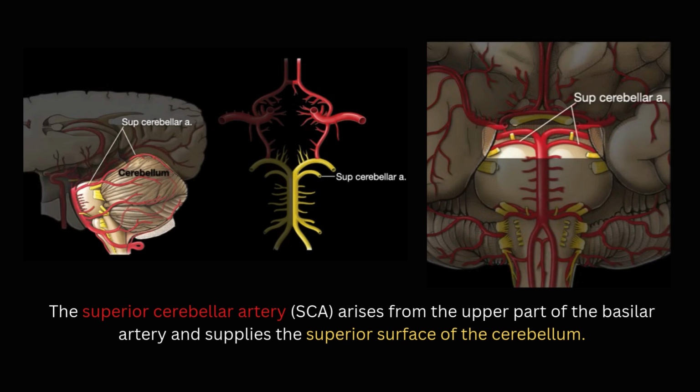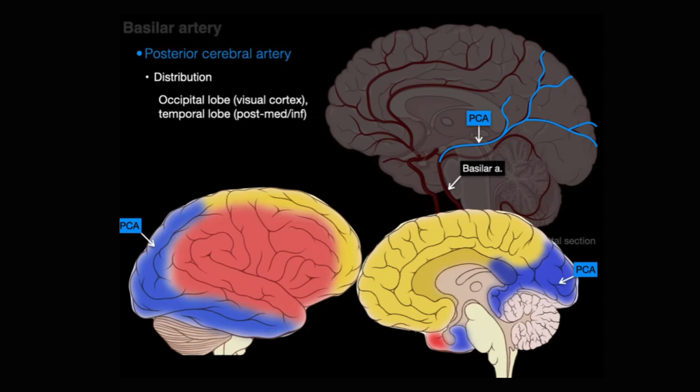Another branch is actually called the superior cerebellar artery. It arises from the upper portion of the basilar artery and supplies the superior surface of the cerebellum. So it supplies the very upper portion of the cerebellum. Now, for the posterior cerebral artery, the posterior cerebral artery actually supplies the occipital lobe, primarily the visual cortex. It also supplies a little bit of the inferior and medial parts of the temporal lobe, and a little bit of the posterior medial cerebellum.